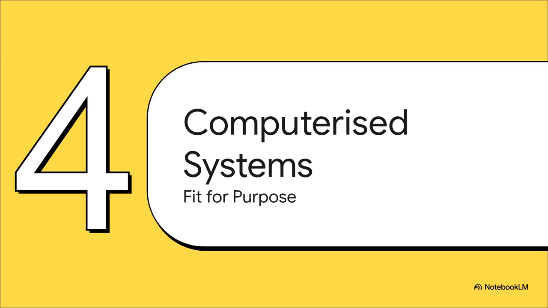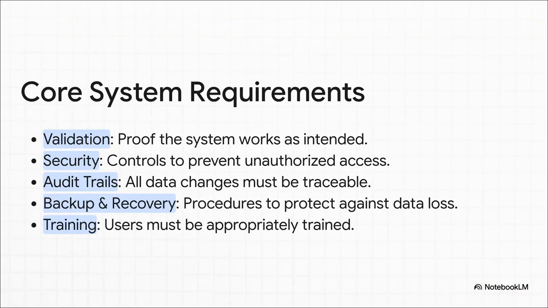In today's research environment, computerized systems are absolutely central to data governance. So let's focus on how we manage them properly. These are really the non-negotiables for any system used in a clinical trial. It has to be validated with documented proof that it works as intended. It must be secure. It needs to have audit trails so every change is traceable. You have to have backup and recovery procedures. And of course, everyone using it must be properly trained.